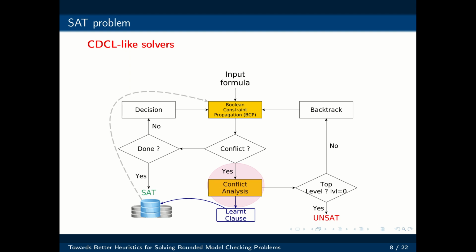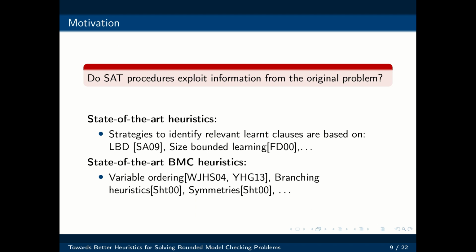However, the number of generated clauses can be exponential, so a question that matters to us is how we can refine the selection of learned clauses to store only relevant ones. We observed that SAT procedures do not take advantage of the characteristics of the original problem, especially to identify interesting learned clauses. As far as we know, most modern SAT solvers use heuristics to identify irrelevant clauses, such as literal blocks distance (LBD) and or the size of the clause. Other studies focus on other parts of the algorithm, such as variable ordering, branching heuristics, or use of symmetries.